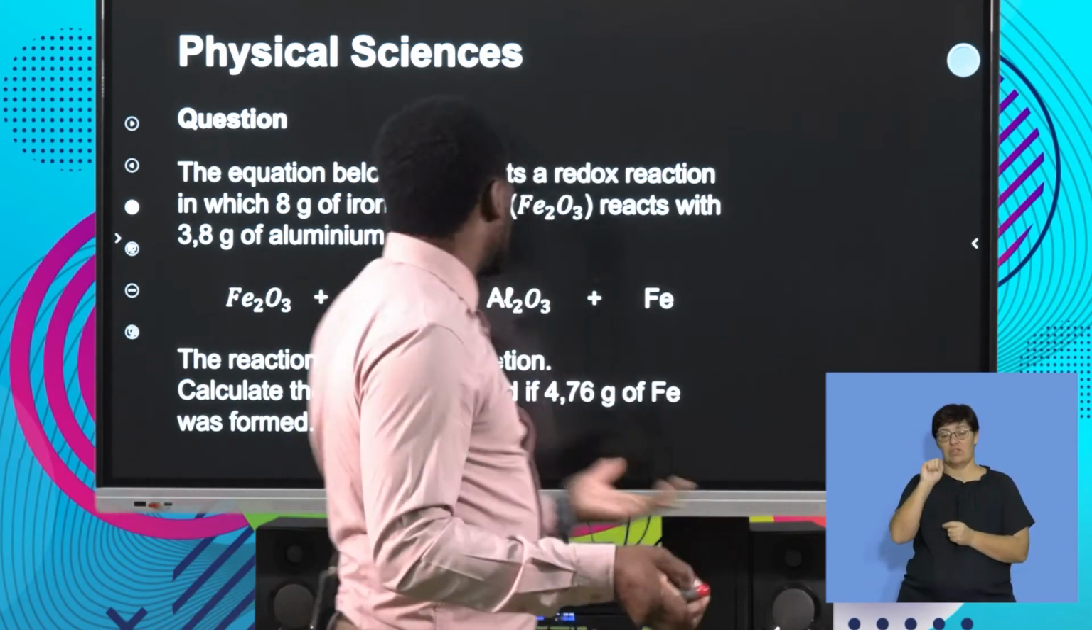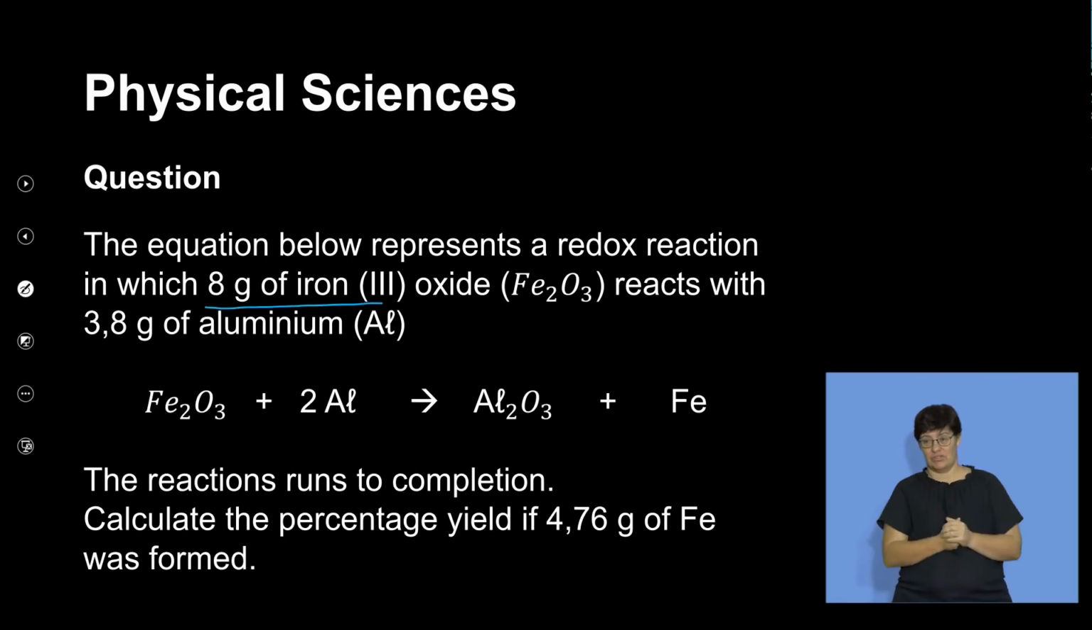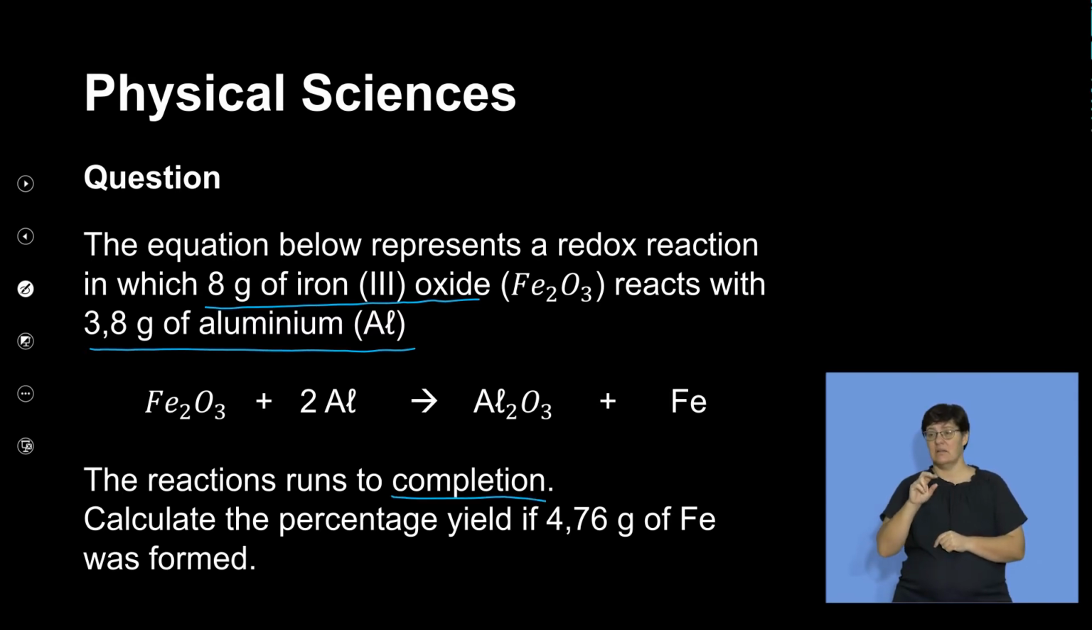chemical change. So in this example, we've got 8 grams of iron 3 oxide as well as 3.8 grams of aluminium. So the reaction runs to completion. What does that mean? It says that this reaction occurs to a point where it stopped. Whether the aluminium was used up or the iron 3 oxide was used up, it doesn't matter, but one of the two reactants reacted completely. So the question demands that we determine the percentage yield given the mass of iron that was formed.